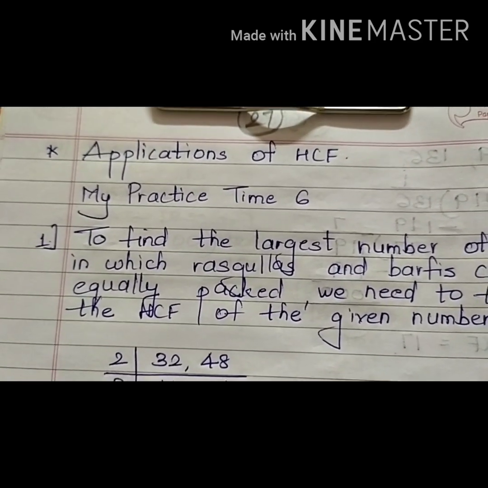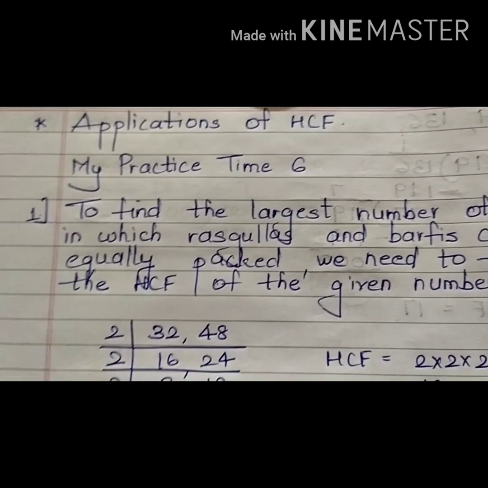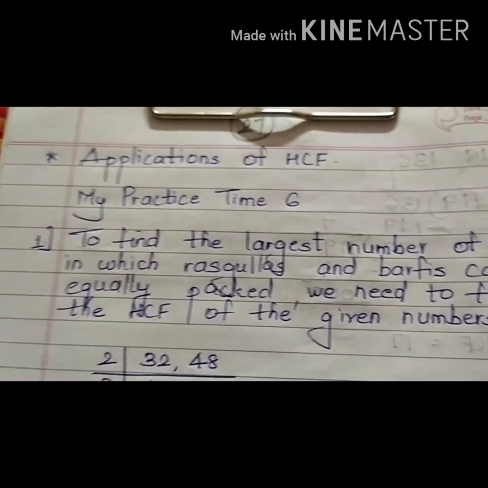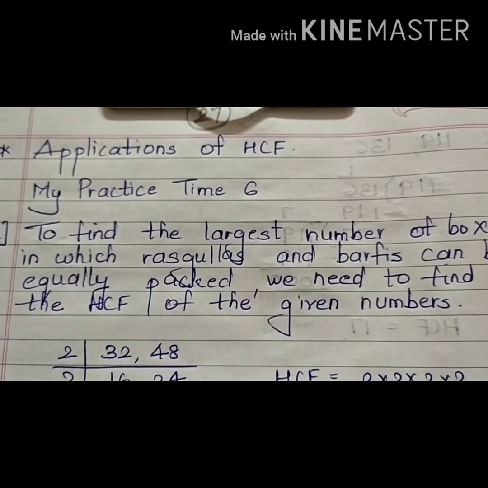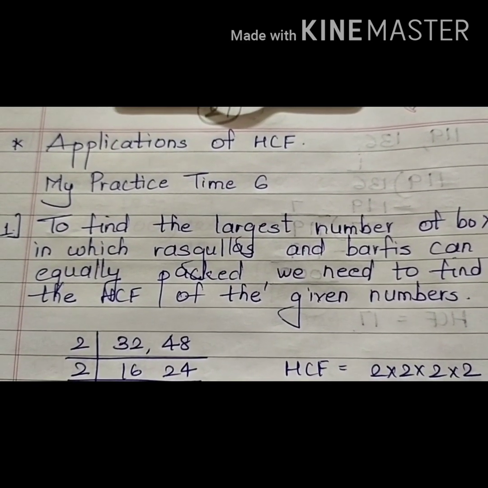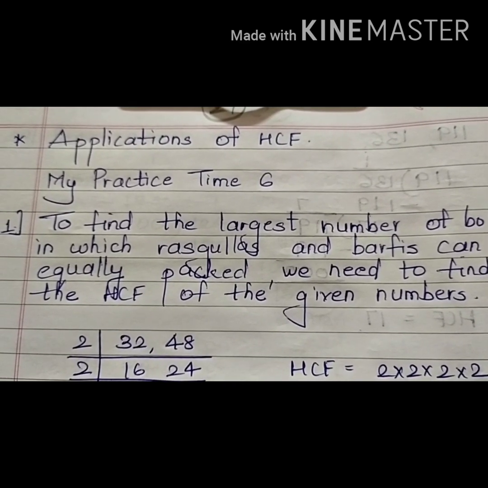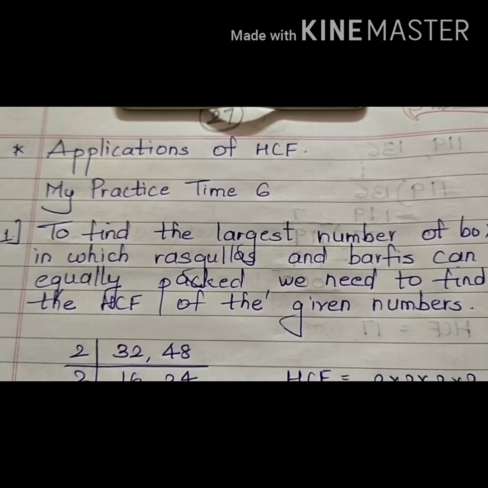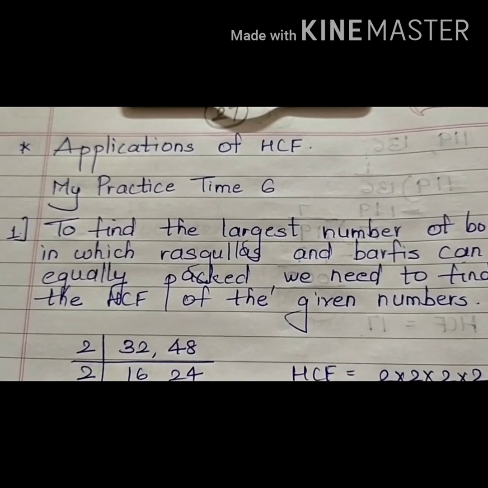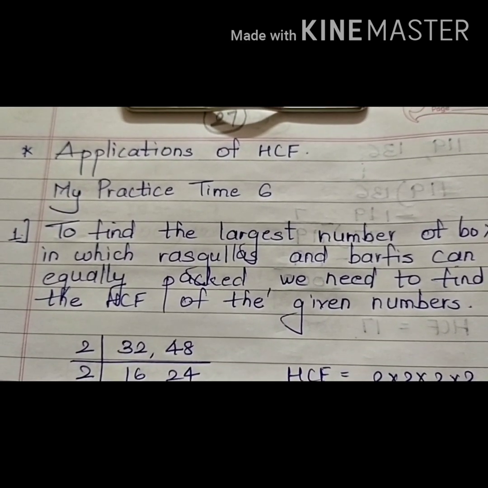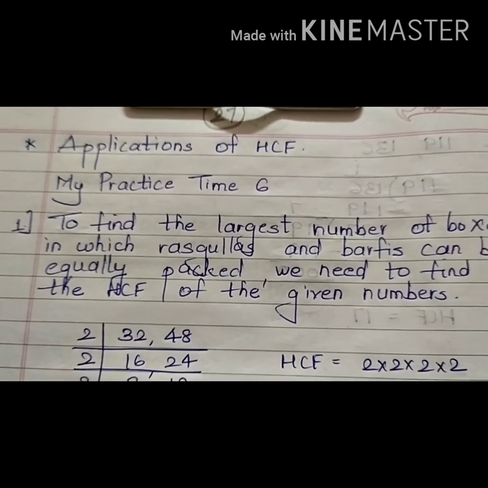I am explaining to you children the first word problem from my practice time 6. The first one: There are 32 rasgullas and 48 burfis in 2 boxes. What is the largest number of boxes in which rasgullas and burfis can be packed together such that equal numbers of both are there in each box? So now children, I highlighted it. I got the phrase: what is the largest number of boxes in which rasgullas and burfis can be packed together such that we have an equal number of sweets in those boxes.